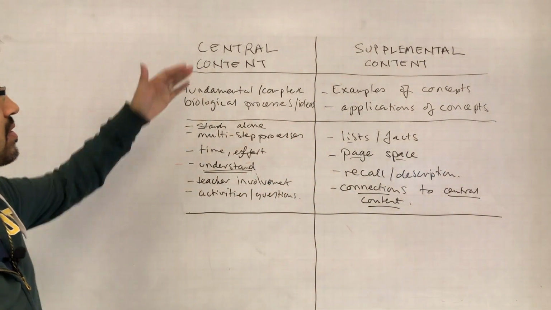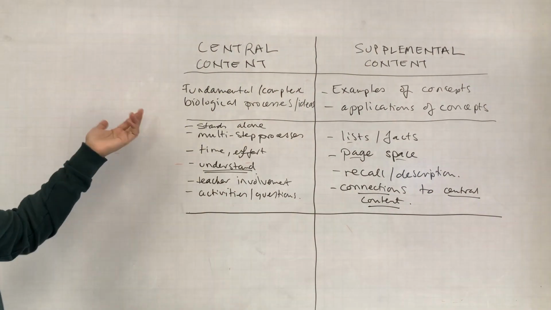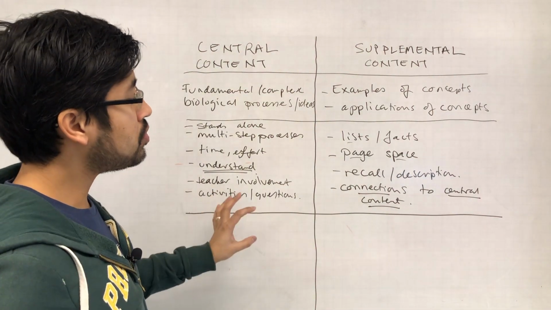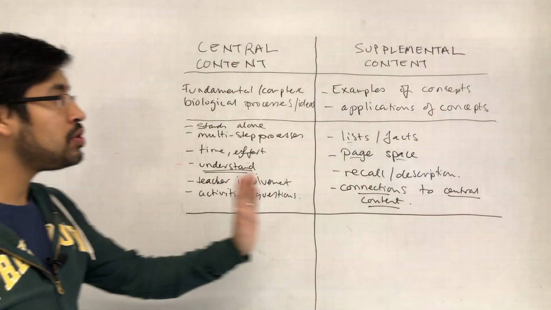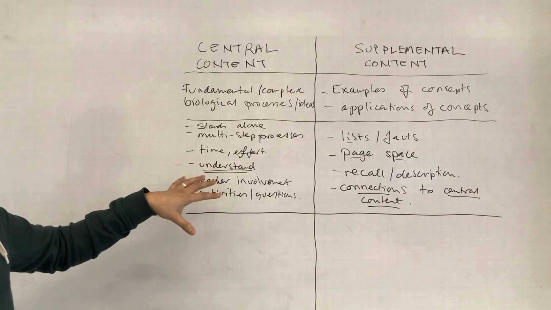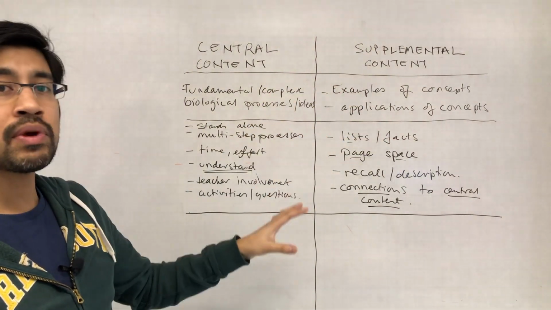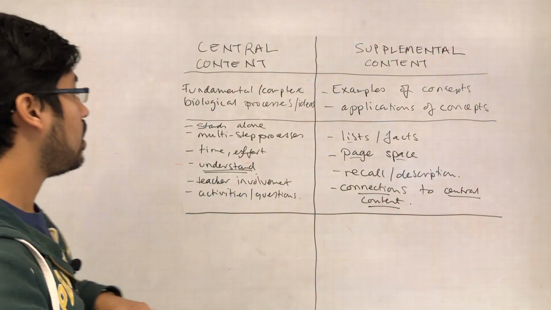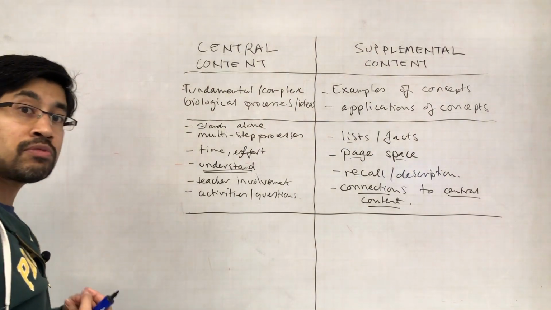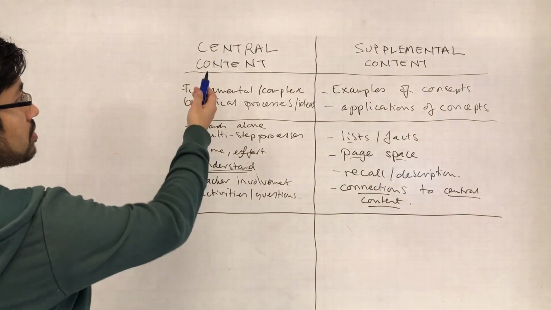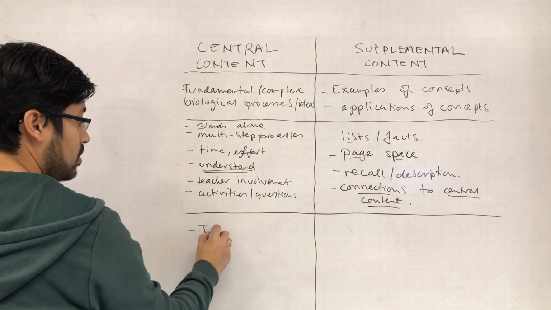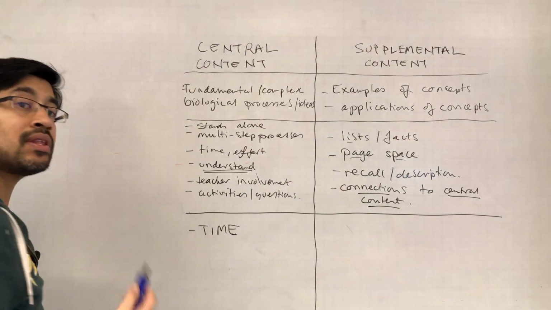Okay, so that's central content and supplemental content, what it is, how you identify it. So now we'll look at how you deal with these. Once you've identified something as central content, or once you've identified something as supplemental content, what is it that you do? And this I feel might be useful to you in terms of how you spend your time with these things. Okay, so central content does take a lot of time, and give it that time.